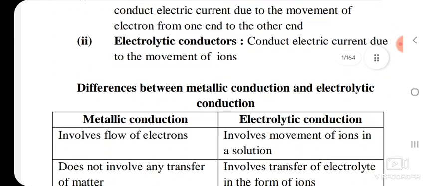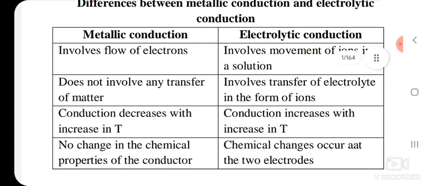Difference between metallic conduction and electrolytic conduction. Metallic conduction involves flow of electrons, whereas electrolytic conduction involves movement of ions in a solution. Metallic conduction does not involve any transfer of matter, whereas electrolytic conduction involves transfer of electrolyte in the form of ions. Metallic conduction decreases with increase in temperature, whereas electrolytic conduction increases with increase in temperature.